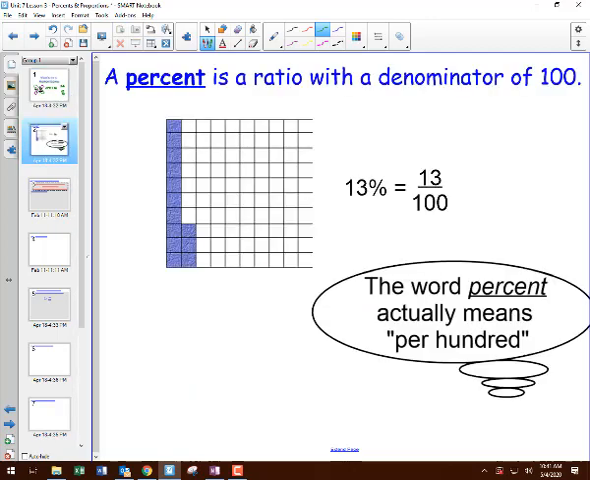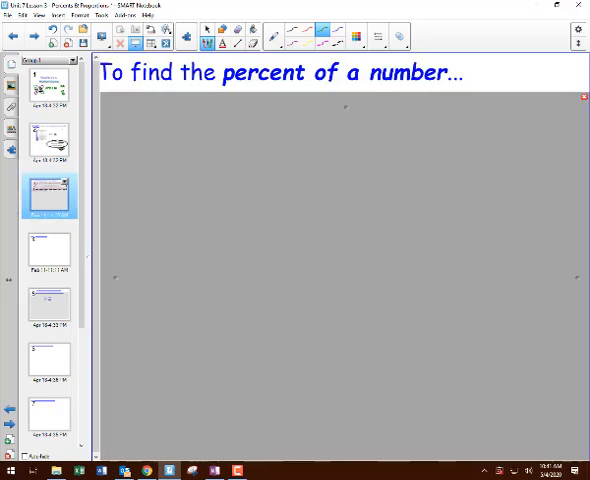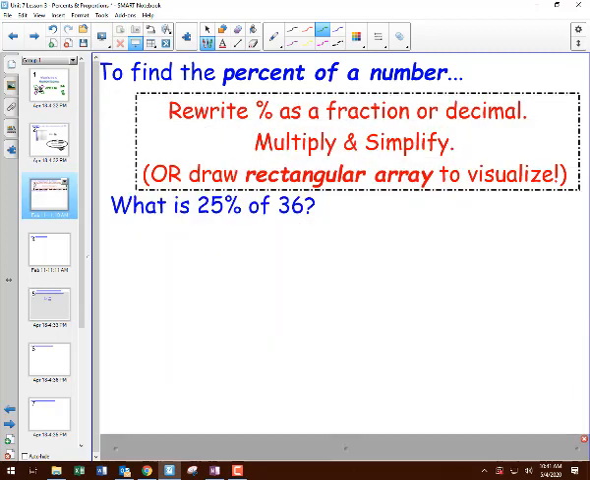A percent is a ratio with a denominator of 100. Yep, talked about that already. The word percent actually means 100. We have the graphic up here, 13 out of 100. We know that, so keep that in mind. To find the percent of a number, rewrite the percent as a fraction or decimal, multiply and simplify, or draw a rectangular array to visualize.